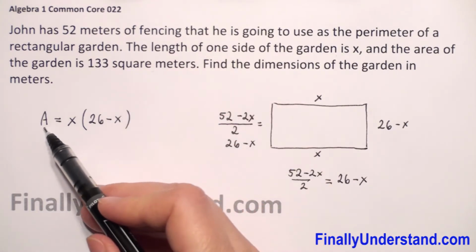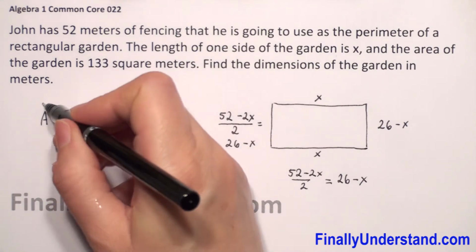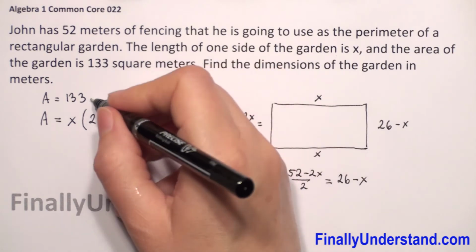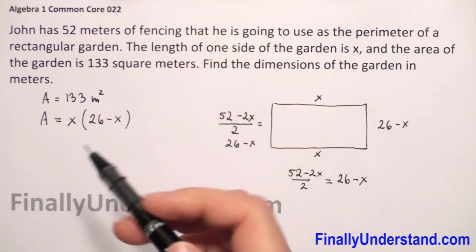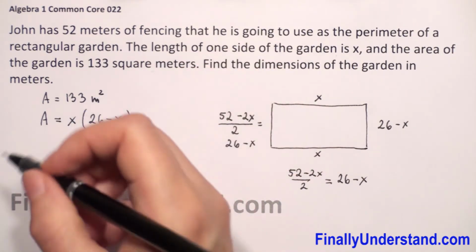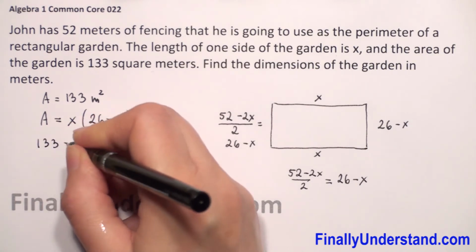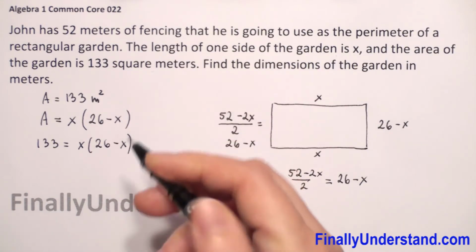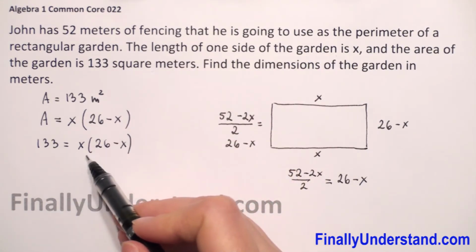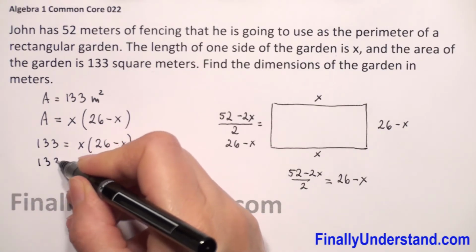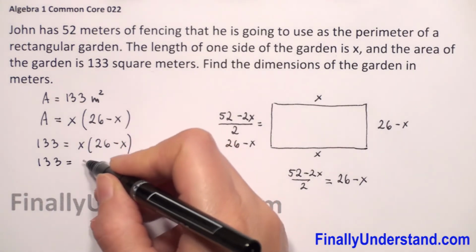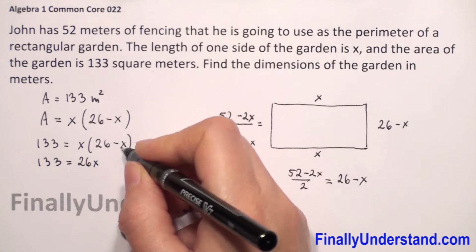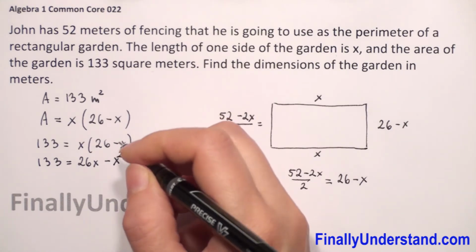And we are given that the area A is equal to 133 square meters. So we can substitute A by 133. This is x times 26 minus x. We have an equation with one unknown. We have 133 equal to x times 26, which is 26x. x times negative x is negative x squared.